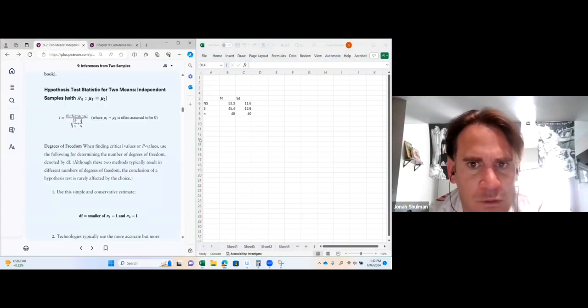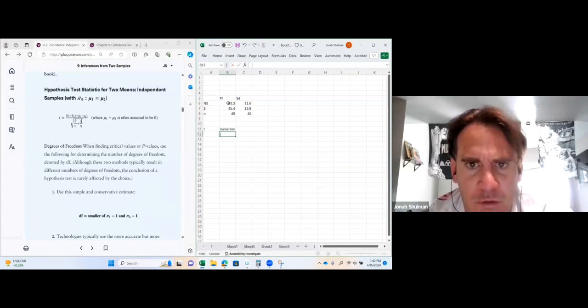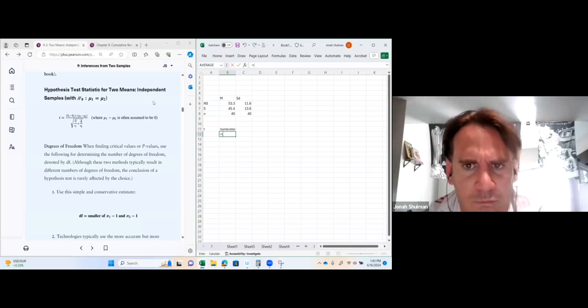So the first one, this is the numerator. We're doing the t-statistic. We'll do the numerator first. So the numerator is mean one equals parentheses. But I don't have this sample mean. Oh, this is often assumed to be 0. Okay, we're going to assume that to be 0. Perfect. So mean 1 minus mean 2.